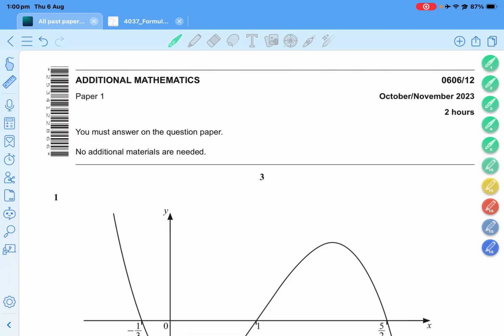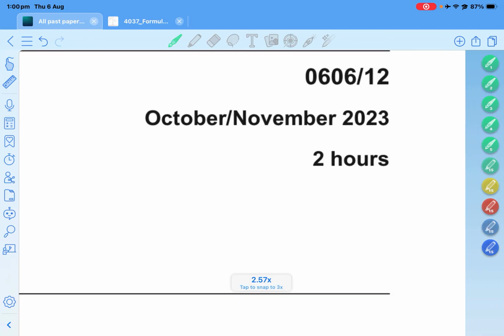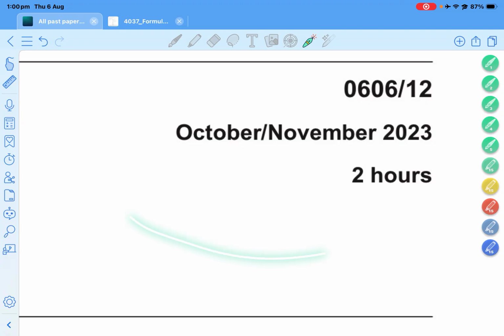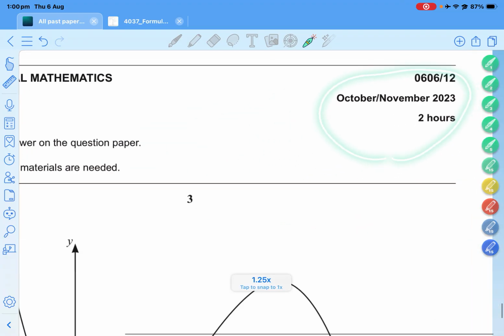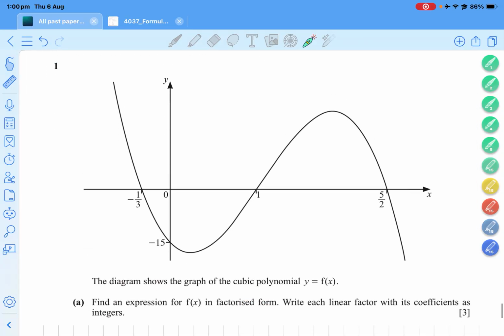Hi everybody, today we'll be doing this paper, 60612 2023 October November. So for the first question, if you see me putting questions over here, just ignore that, just focus on the paper and me.